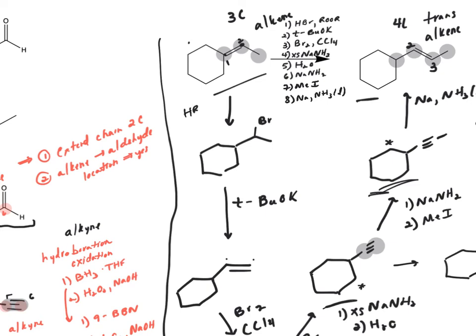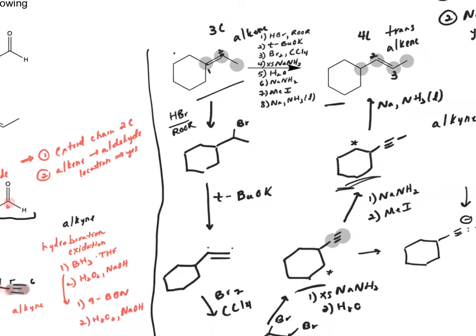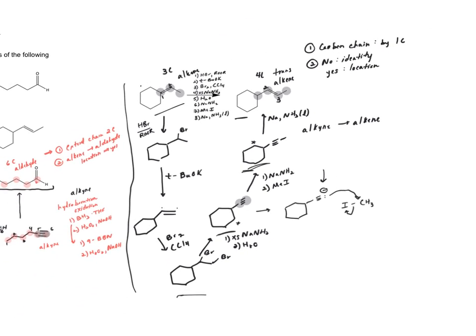And I'll go ahead and rewrite this guy. And ROOR. Alright, so that's it. Alright, overall, we had 1, 2, 3, 4, 5, 6 separate reactions to get from our starting material, an alkene with 3 carbons, to our product, an alkene with 4 carbons.